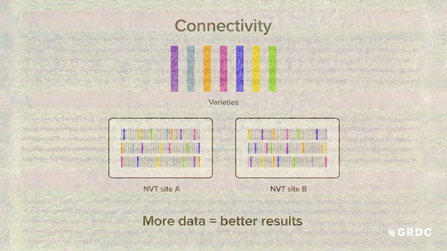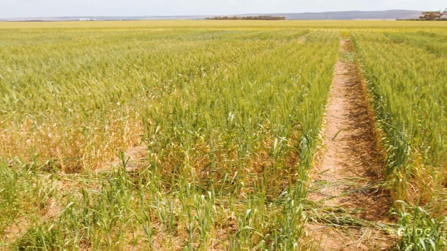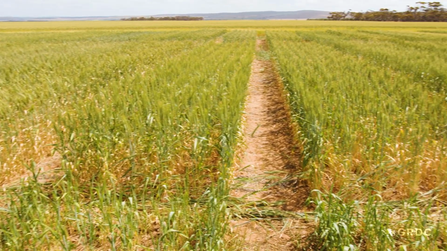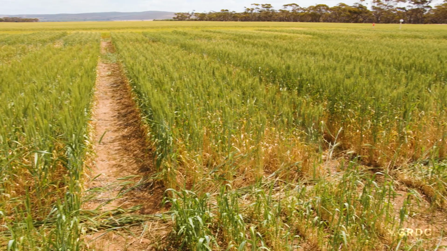With greater connectivity, it means that if a variety wasn't grown in an environment, through the meta-analysis we can predict how it would perform if it was grown in that environment, which is one of the big strengths of the MET. If you don't grow, say, variety A in environment A, but you did grow it in environment B, C and D, we can then use the meta-analysis to predict it back into that original environment where it wasn't present.